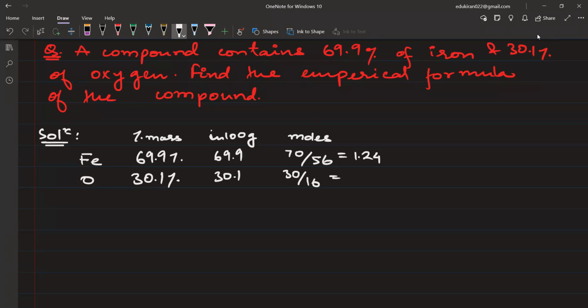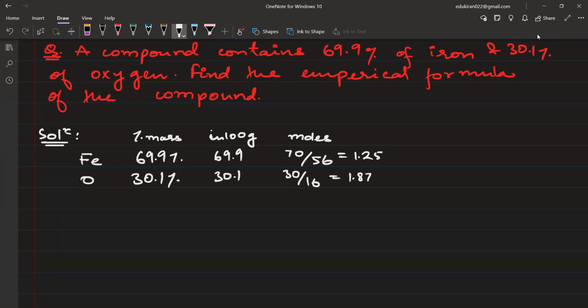I think so. Let me calculate. This is 1.25. So 24 सही था, 69.9 है तो 30.1, 30 divided by 16 is equal to 1.875. Okay, so we have this number of moles.